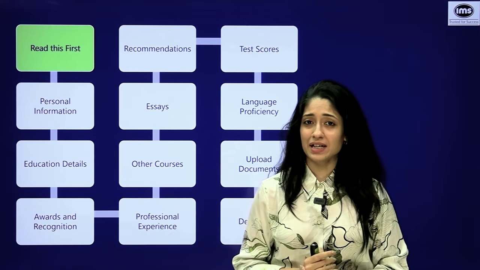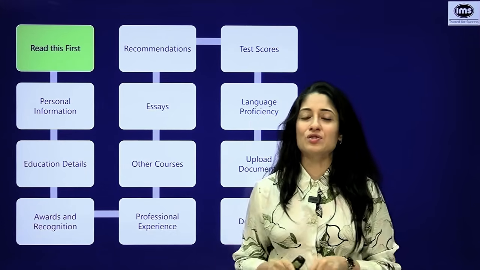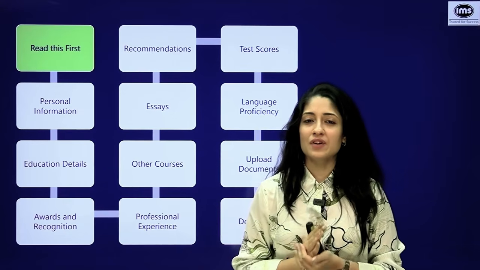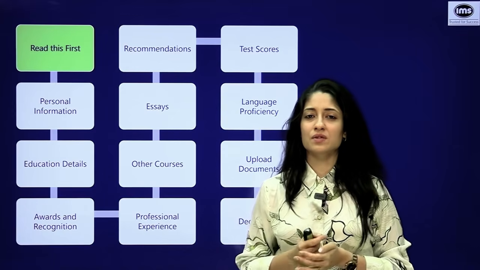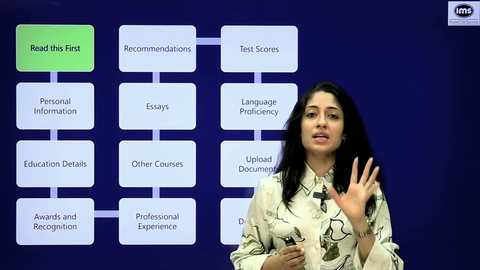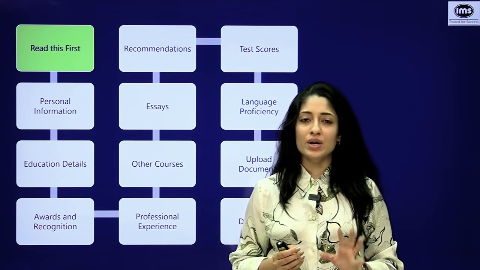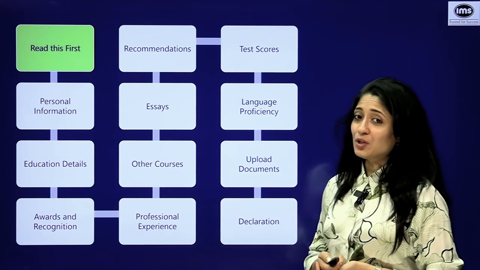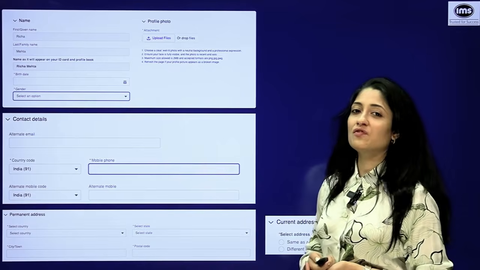So moving ahead, the first thing that ISB gives you is a set of instructions, which if you read very carefully, I'm sure that you will have a smoother process filling up the application form. So kindly make sure that you read that page of instructions in detail. After you have read those, we will start with our first section, which is personal information.